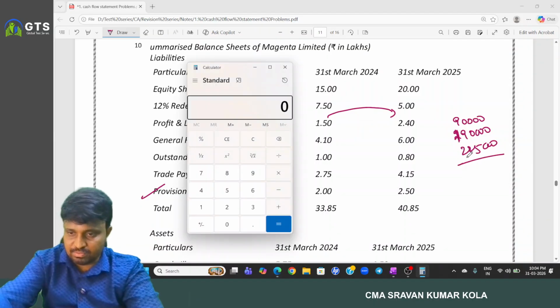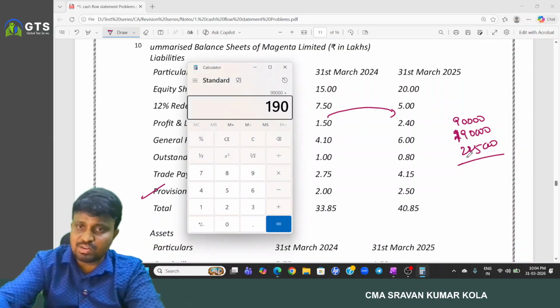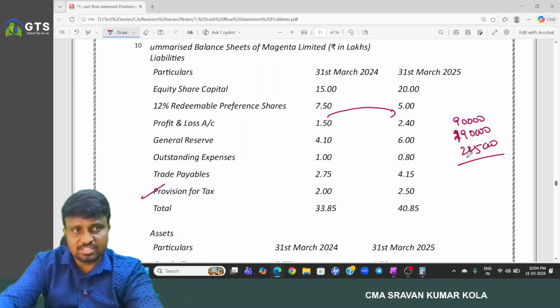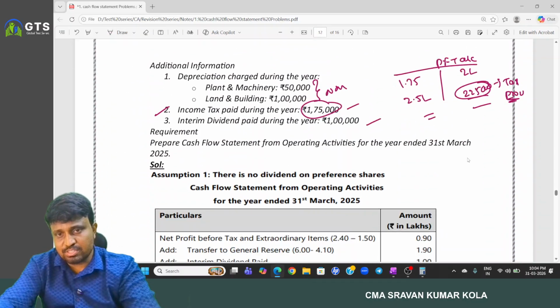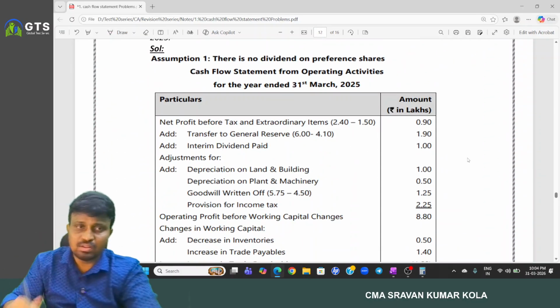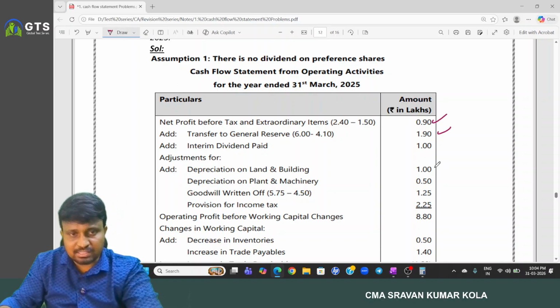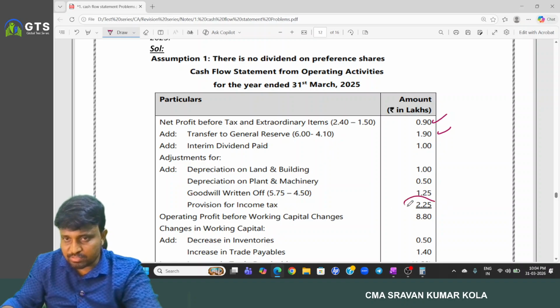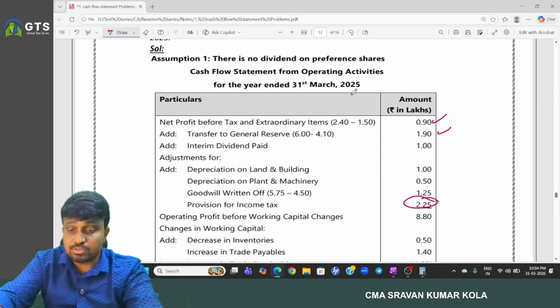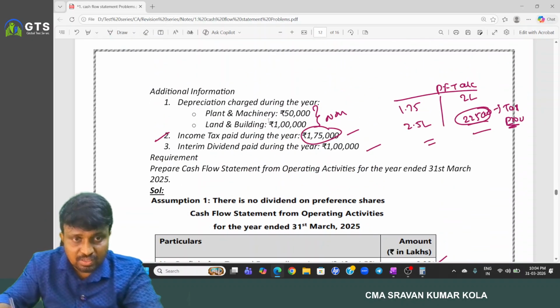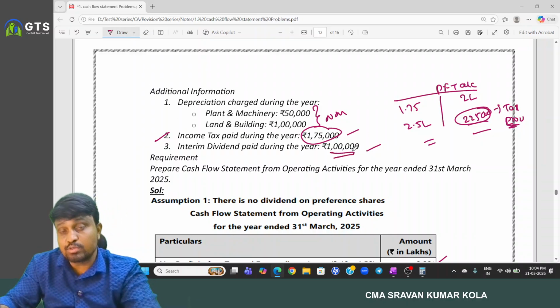2 lakh. So 90,000 plus 1 lakh 90 plus 2 lakh 25. So how much amount is there? 5 lakh 5,000. So these three: 90,000, 1 lakh 90, and provision for tax, we have to add it here. So provision for tax is added here, and interim dividend is also required to be added.